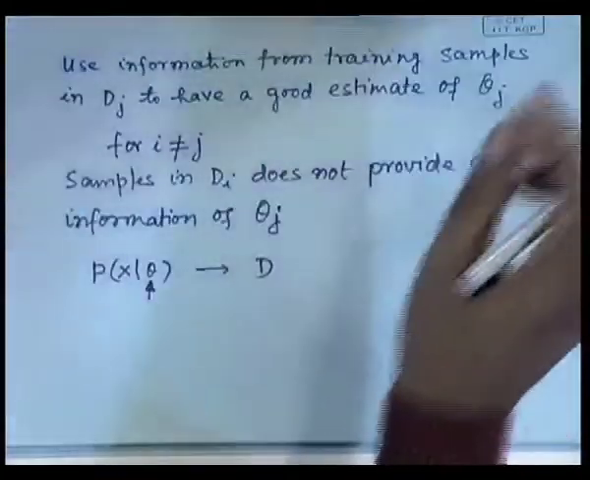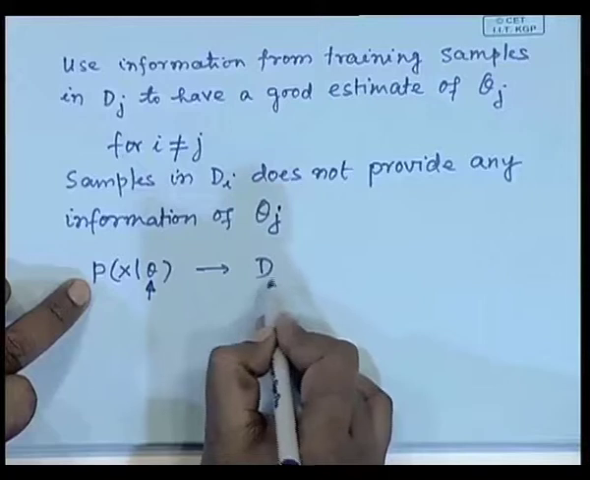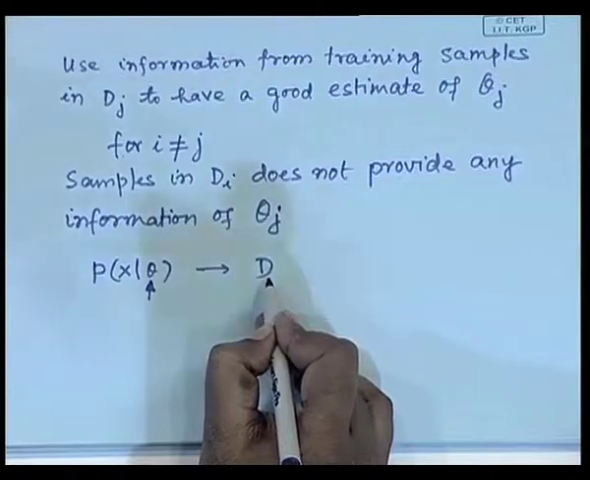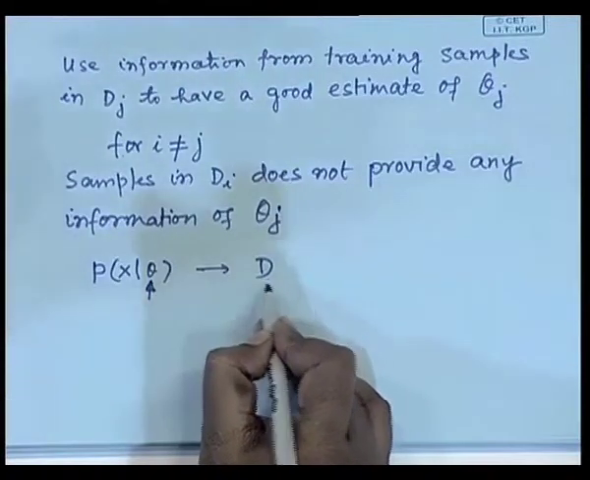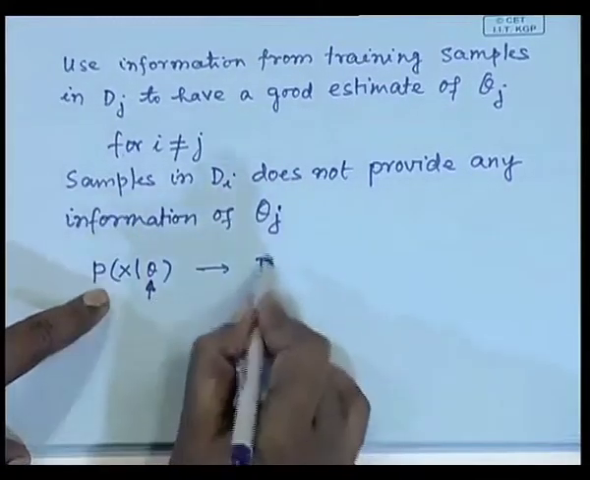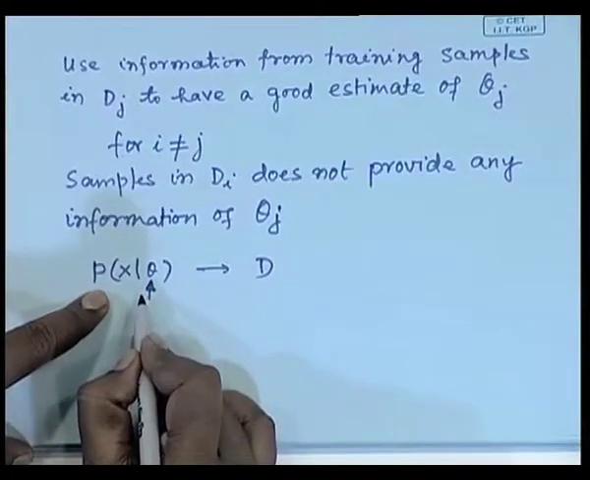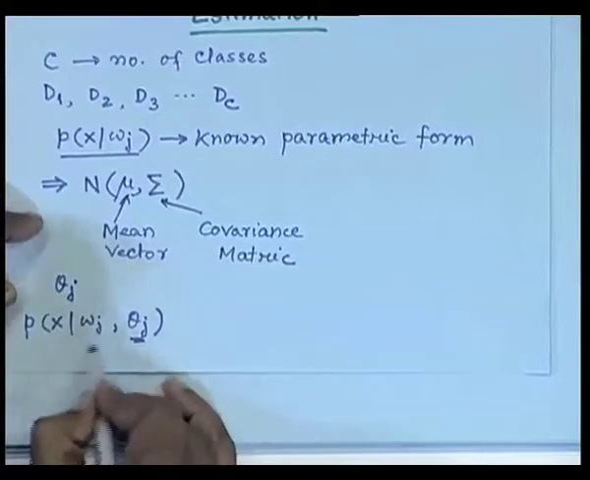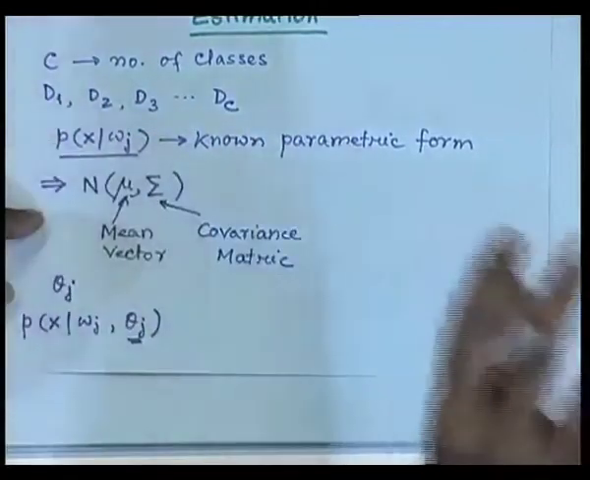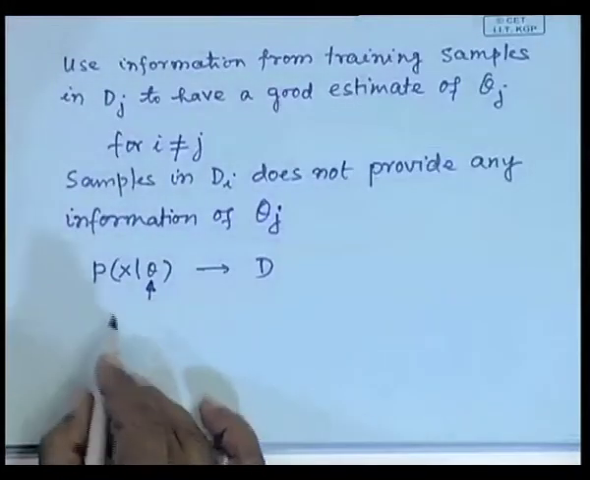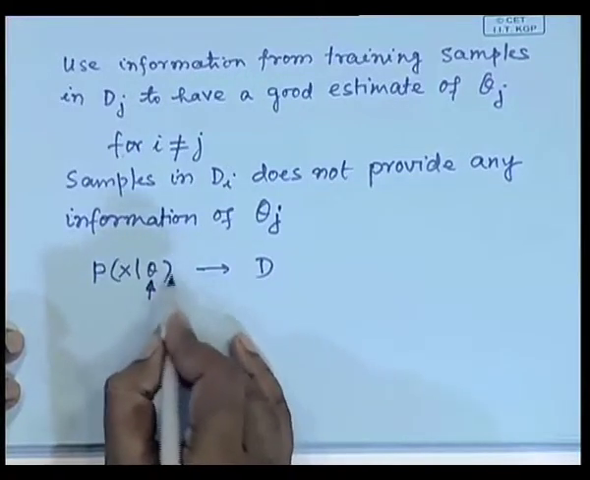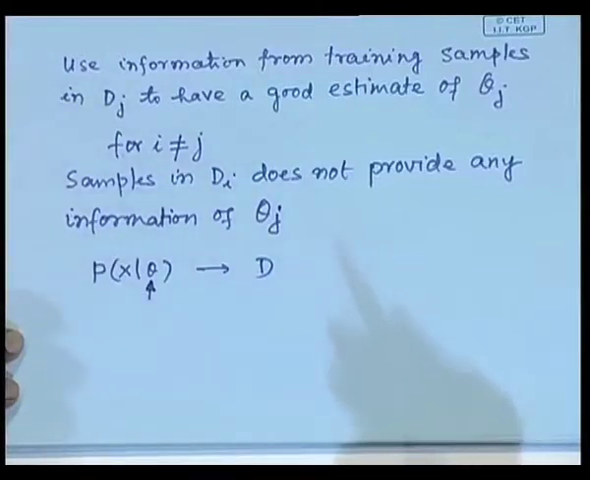Is that clear? So what I have is a set of samples D. I am not bothered about which set it is or from which class the samples have been drawn. I simply have a set of samples D whose distribution is specified by the parameter vector theta. So instead of p x given omega j theta j, because omega j is no more important to me, I am simply rewriting this as p x given theta. This theta specifies the nature or shape of the probability density function.